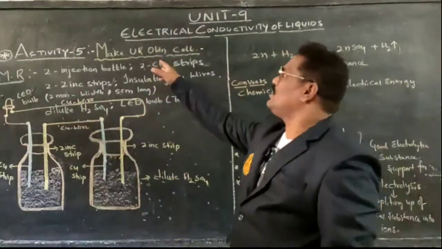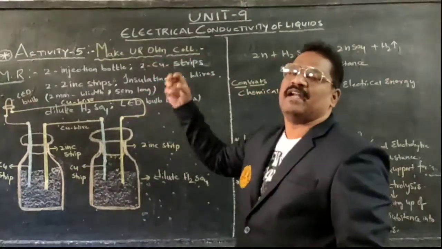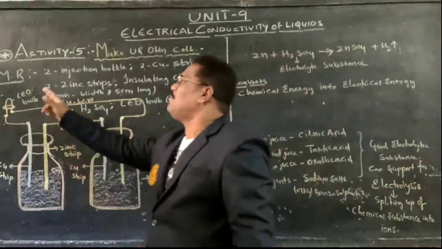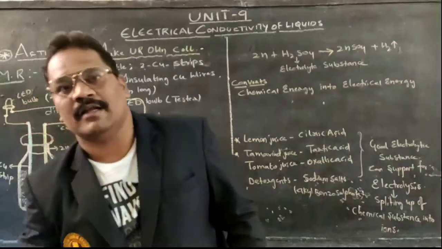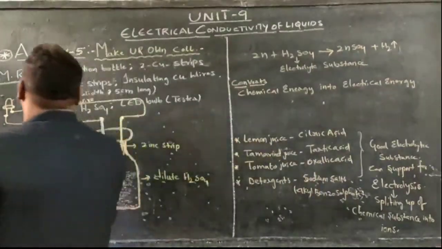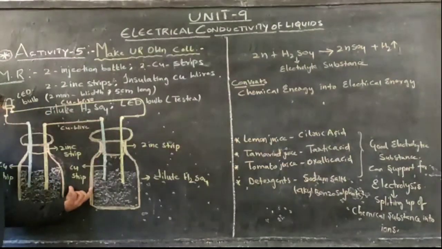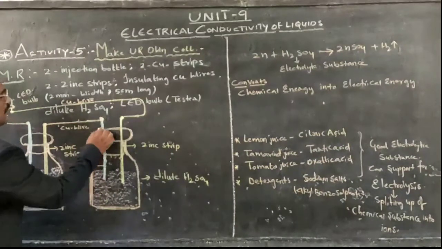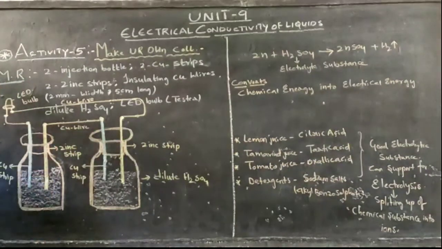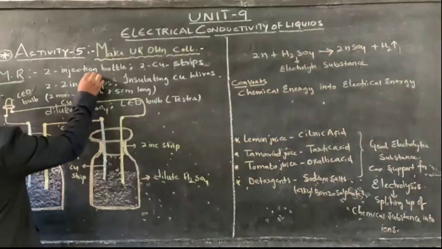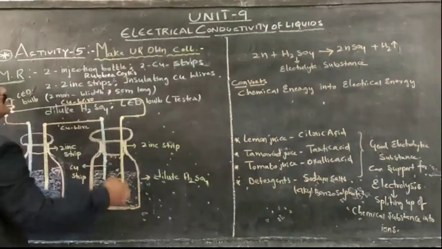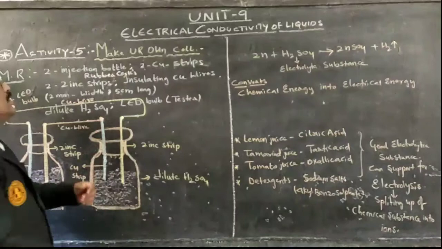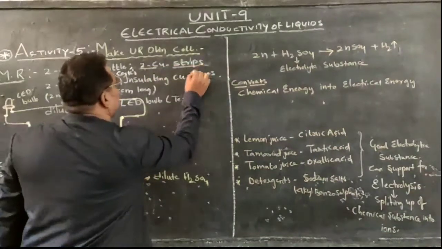To prepare our own cell, what is the material required, MR? Material required. The material required is two injection bottles having rubber caps. Two injection bottles consisting of rubber caps. Not only that, I have taken two copper strips.